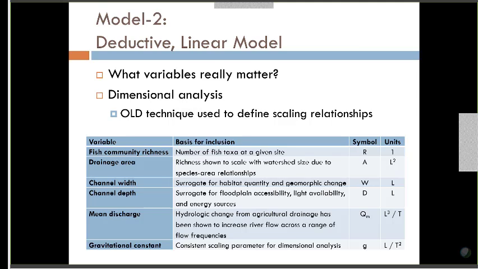Fifth, we looked at mean discharge. So I mentioned some existing studies in the basin, and those have indicated through a number of different mechanisms that mean discharge as a whole has gone up as a result of agricultural development. So we knew that was an important variable. And then finally, we used the gravitational constant as a scaling parameter for reducing the dimensions of this particular problem.